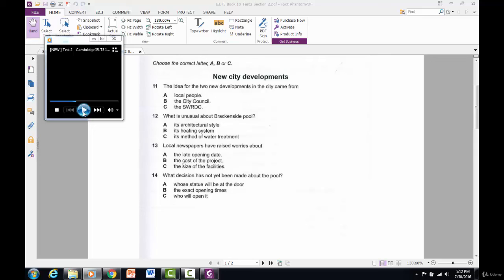There's the trap again. Here we have the word open in choice C for number 14, opening for choice B. Again, don't pick an answer choice just because you hear the same word. We're listening for what decision has not been made.